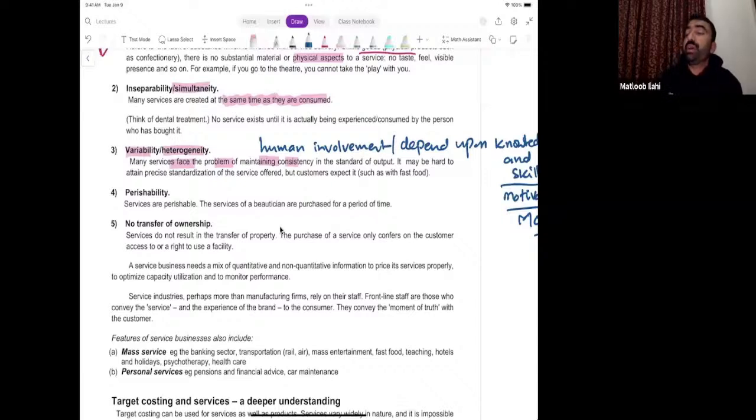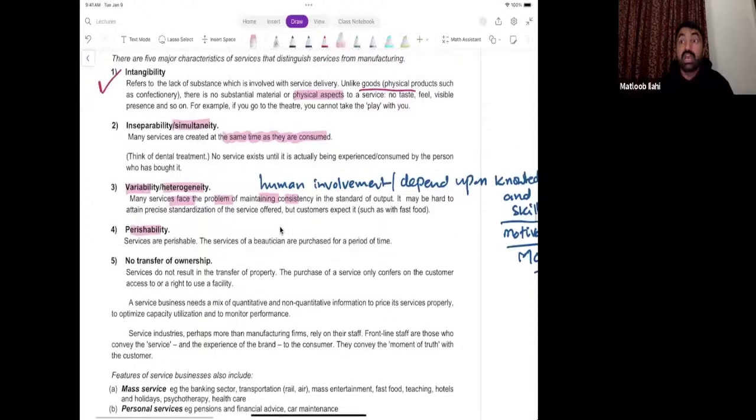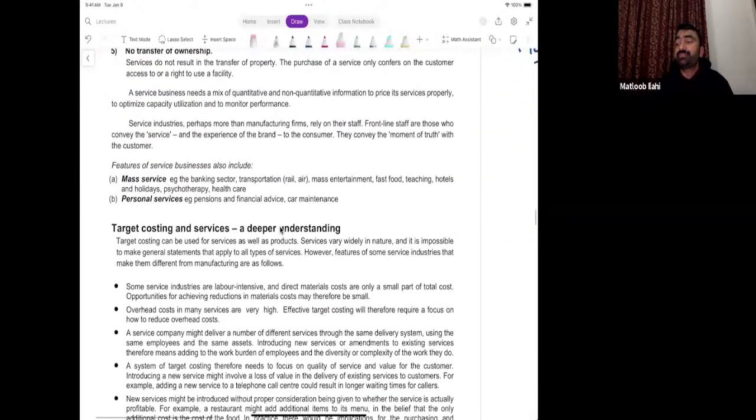Number four is perishability: services cannot be stored. Although a lot of services these days can be stored. For example, this lecture will be recorded and available as a video, but this is not the case with every service. When you go to a hotel, a restaurant, a cinema, a theater, a concert, you cannot store those services because they are produced and consumed at the same time. And then, no transfer of ownership in services. I hope you have understood all this.